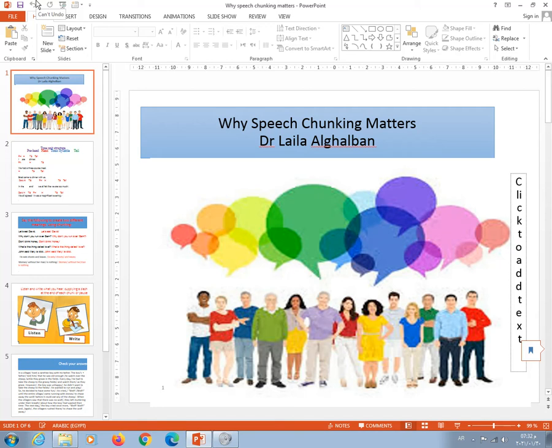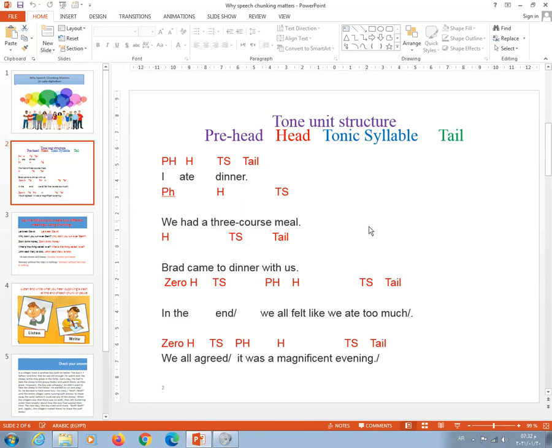Okay, and today I'm going to talk more about the importance of chunking speech and why it matters. But let me first remind you of some important elements of the tone unit structure. Here we have the maximum number of components in a tone unit.